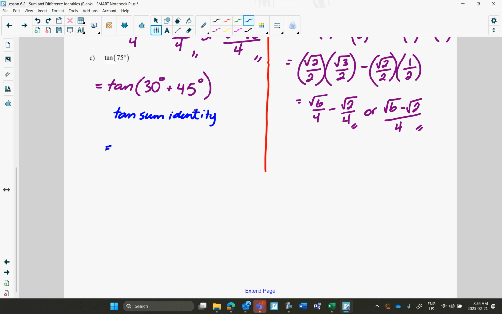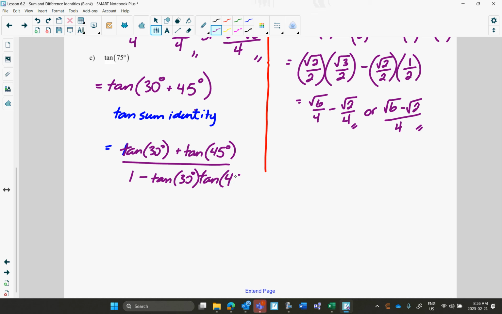So we go back and it's on the lower left. It will equal the tan of the 30 degrees plus the tan of 45 degrees divided by 1 minus the tan of 30 degrees times the tan of 45 degrees.